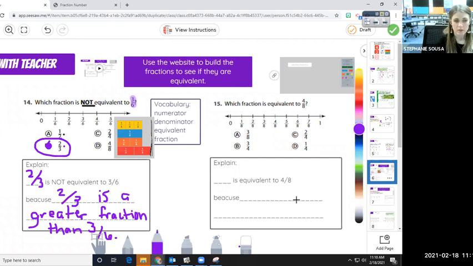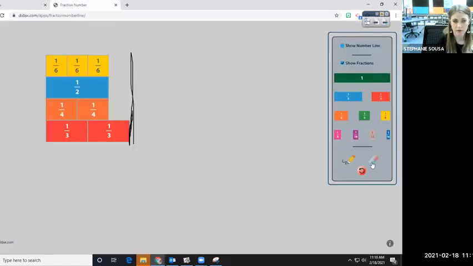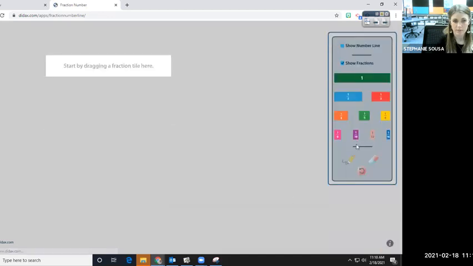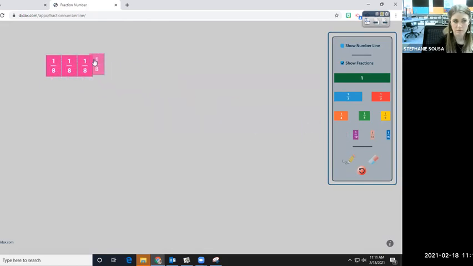All right, let's switch to problem 15. Problem 15 says, which fraction is equivalent to 4/8? Here's 4/8. And I've got to build because it says use the website. So that's what we're going to do. I'm going to erase my old work. It asked me about 4/8. Grab 4 1/8 pieces. 2 1/8, 3 1/8, 4 1/8.